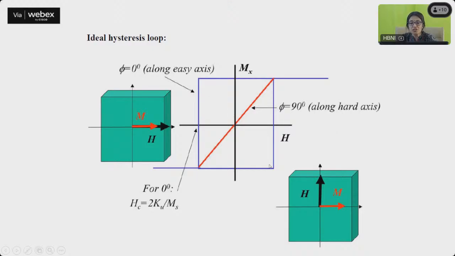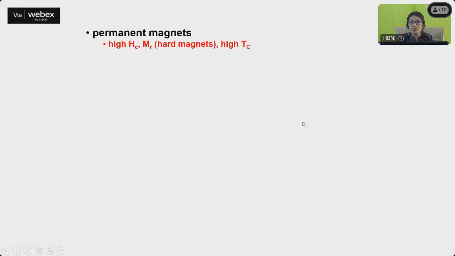So an ideal hysteresis loop should somewhat look like this, but it doesn't look like that because you have some losses. So now what is a permanent magnet? If you're having a permanent magnet, you will have a very high coercivity value. There's going to be a lot of Mr, which is the remanence value or the remanent magnetization, and it is going to have a very high Tc, which is the Curie temperature. So when you are having a permanent magnet, this is the quality which you are looking for.